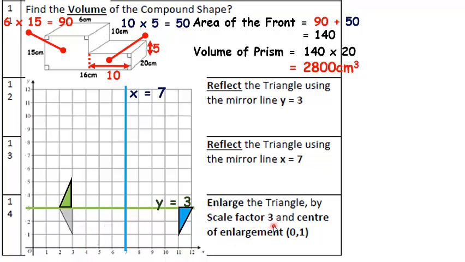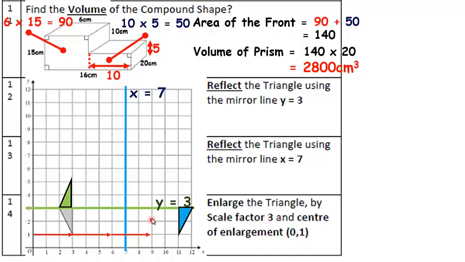Okay, looking at question 14. Enlarge the triangle by a scale factor of 3. Center of enlargement 0, 1. So 0 along, 1 up. So along the corridor, up the stairs, so that'll be over there. From there, I'm going to draw a line to a point on my shape. And I'm going to choose that point over there. So I'm going to go 3 across. So there it is. Because the scale factor is 3, I'm going to do that 3 times. 1, 2, 3.